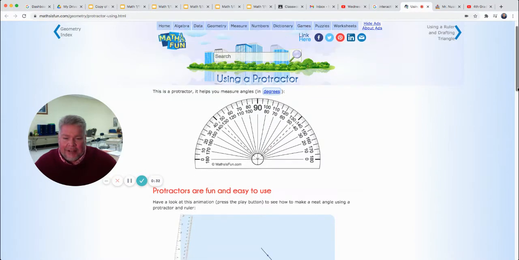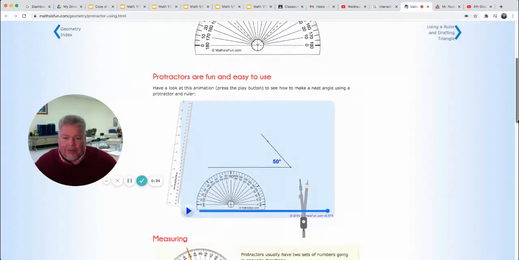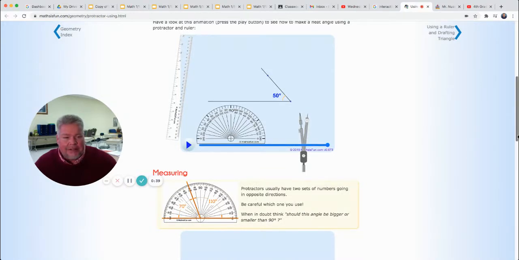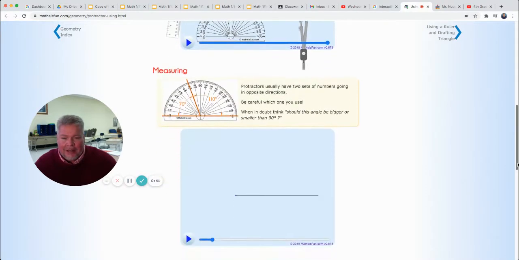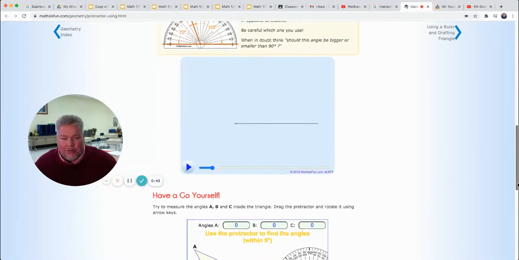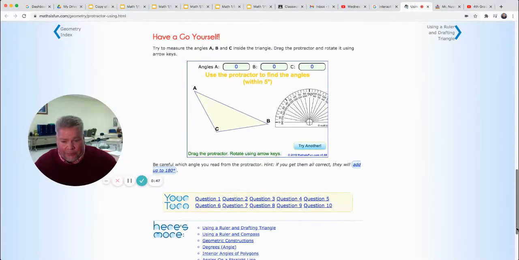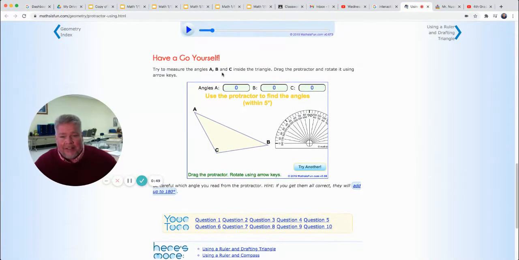It's Math is Fun. And it's got a couple of instructional videos for you right here. You can click the play buttons on these. We're not going to do it right now. It just shows you how to measure angles using a protractor. Here's what I want you to go to at the bottom, where it says have a go yourself. You're going to try to measure the angles A, B, and C inside of the triangle.